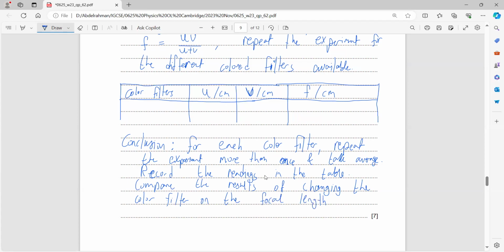بس that's it. And I will change the color filter كل مرة, but I have to repeat and take average, and then I will record these values in the table. Then when I record the values in the table I will see والله if the color does change, does the focal length change or not? أو by how much does it change? أو which color has the most effect? أو which color has the longest focal length? أو which color has the shortest focal length? بس that's it. Okay.